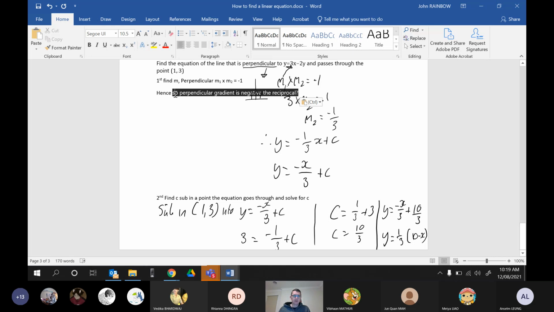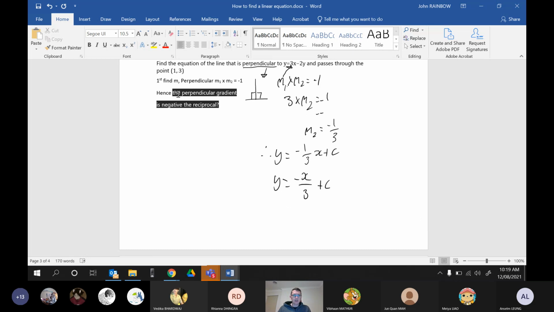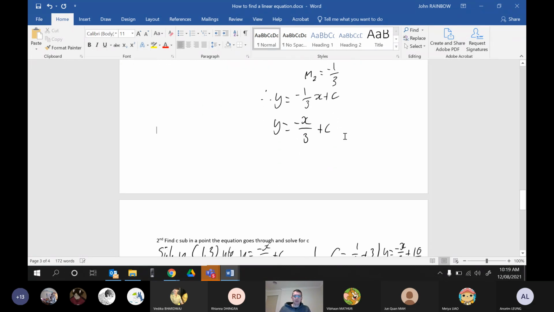Hence, there we go. Go away, black writing. The perpendicular gradient is negative, is a negative of the reciprocal. Love it.